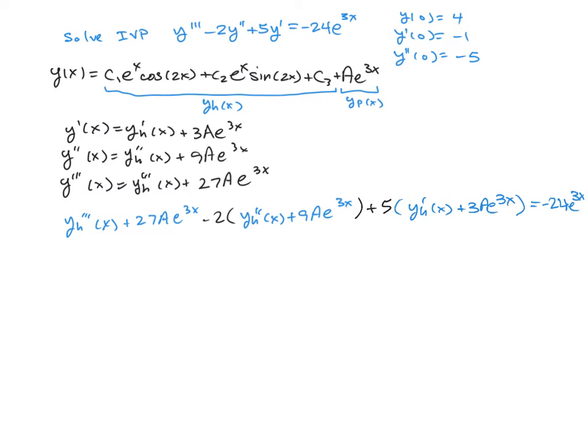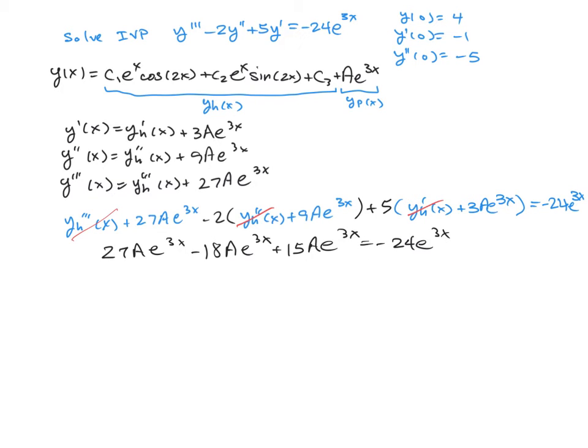All right, so the next thing for us to do is observe that the first three terms in each grouping, the yh triple prime, the minus 2 yh double prime, and the plus 5 yh prime, are all going to equal 0 because they solve the homogeneous equation. So we're left with 27a e to the 3x, minus 18a e to the 3x, plus 15a e to the 3x equals negative 24 e to the 3x.